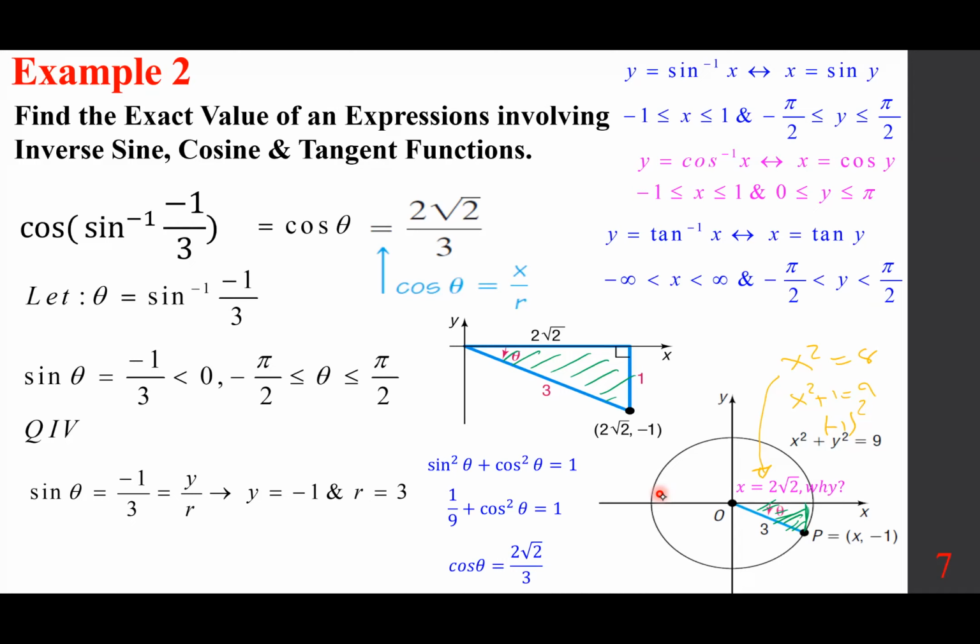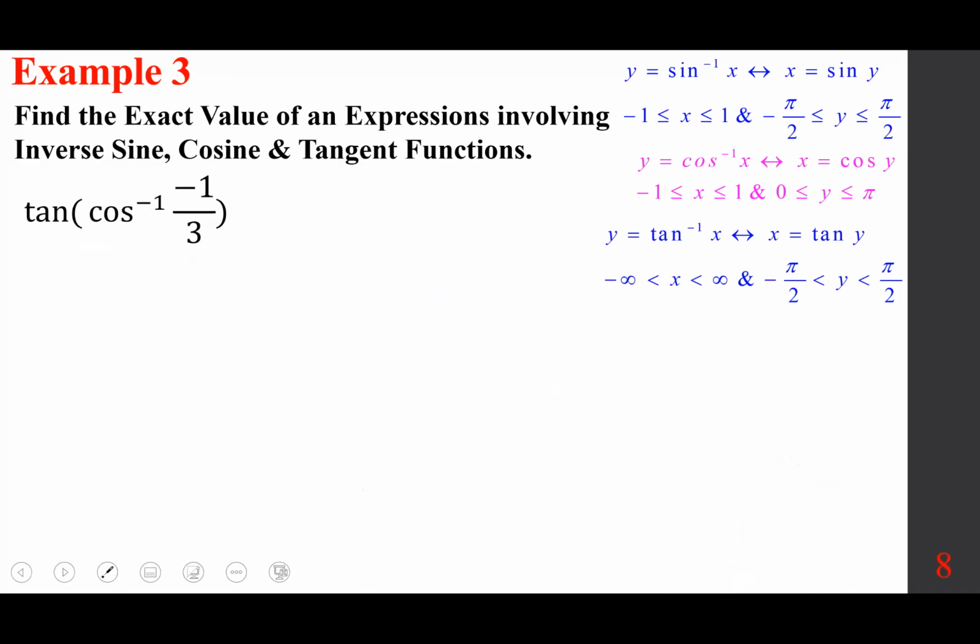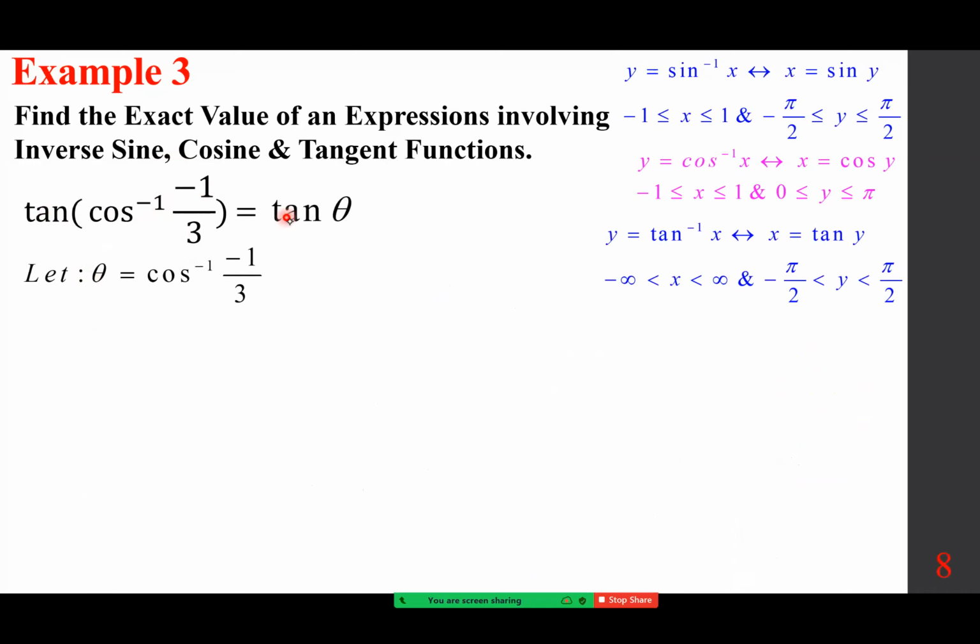All right, what about this example? Again, we let this one be an angle, alpha, beta, gamma, theta. So what does it mean? We are looking for tan of theta. That's what we are looking for. So we are going to write cosine theta is negative 1/3, and from cosine we want to go to tangent.